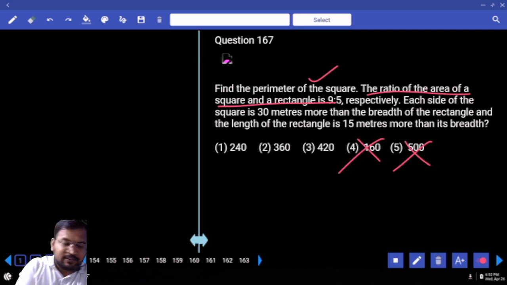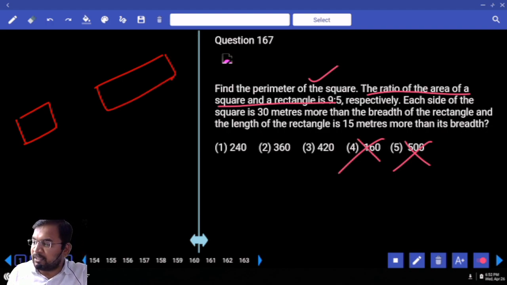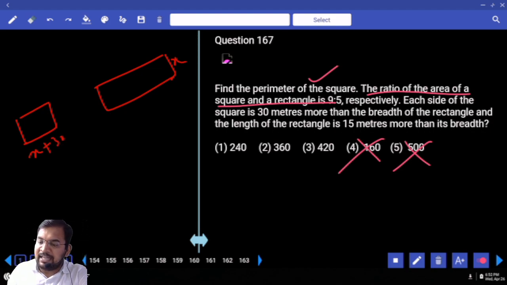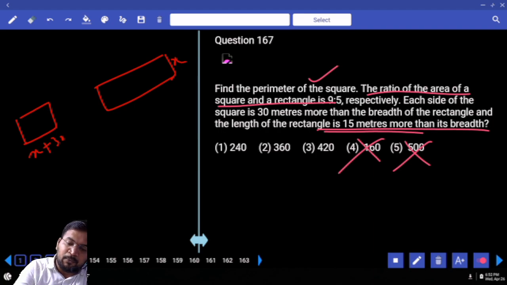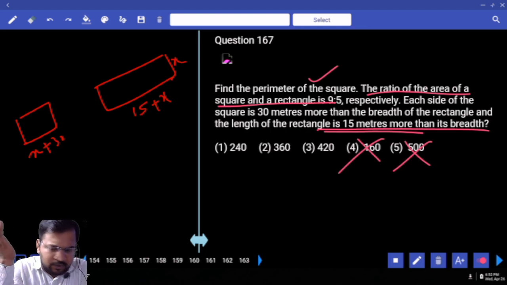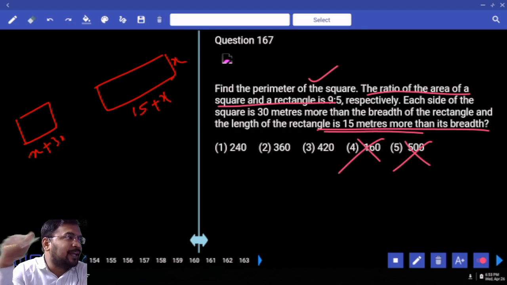Each side of a square is 30 meters more than the breadth of the rectangle. So breadth of the rectangle is some x. Each side of the square is x plus 30. And length of the rectangle is 15 more than its breadth, so 15 plus x. Area of the square is (x plus 30) whole square. Rectangle area is (15 plus x) into x, and the ratio is 9 by 5.